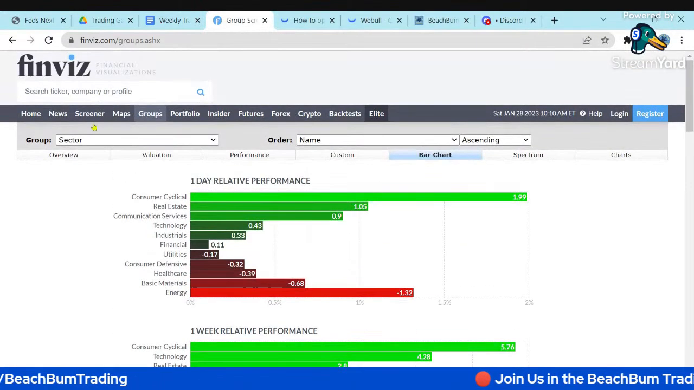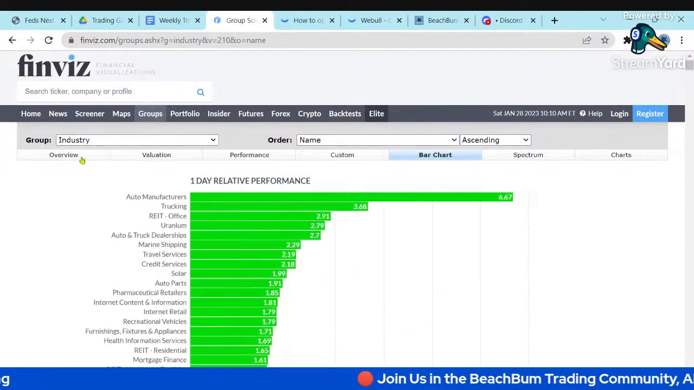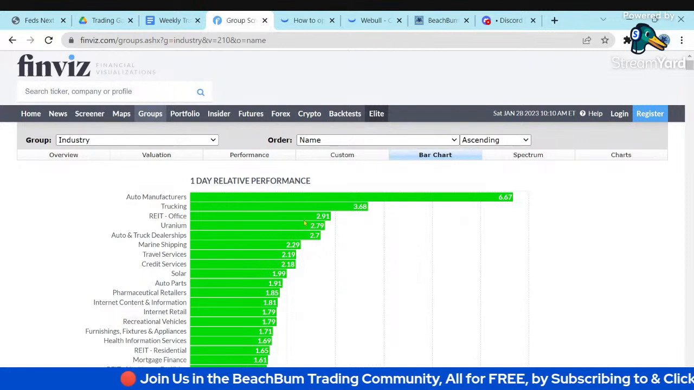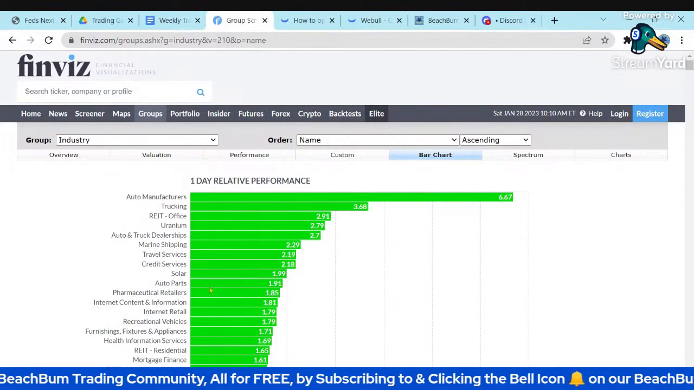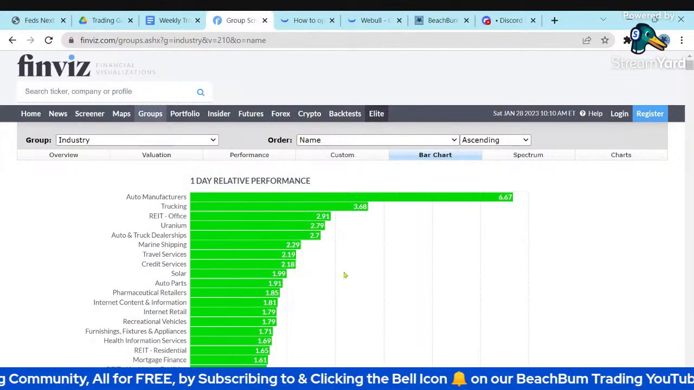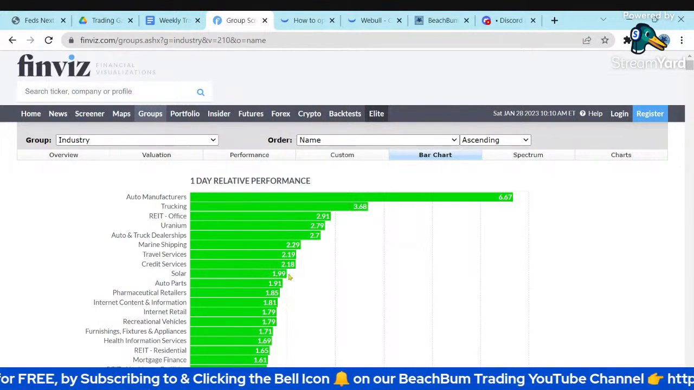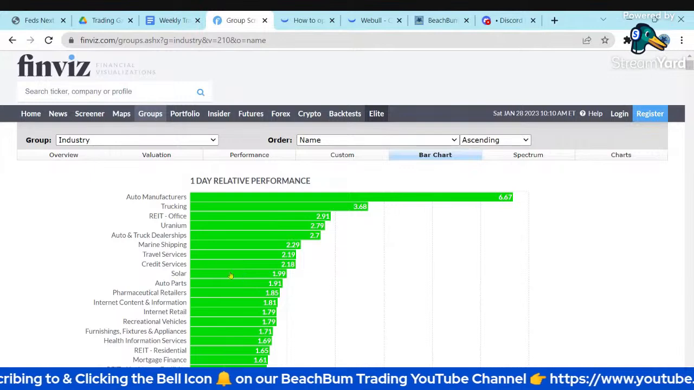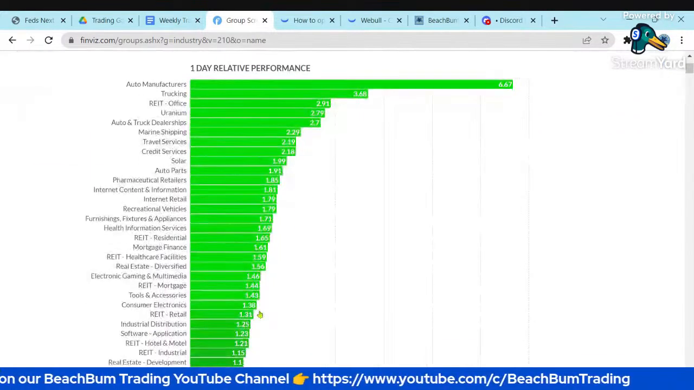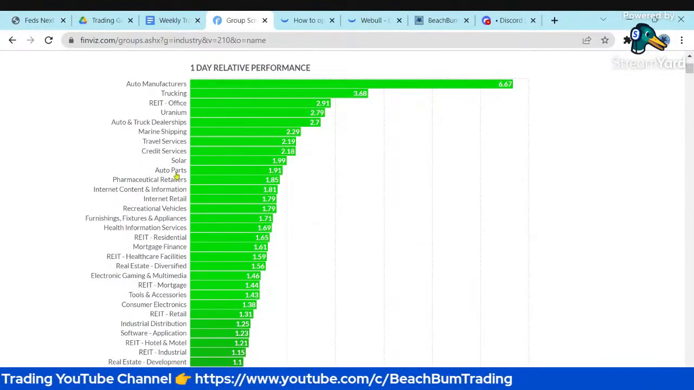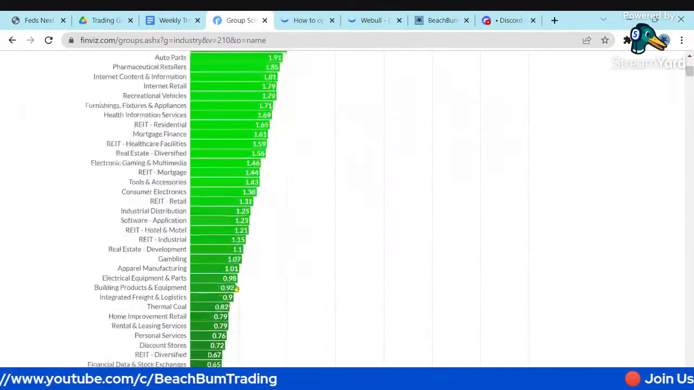So if we look at the individual industries, you see uranium's been up for a couple weeks now. Solar was up, last week was down. Every day there's a rotation in and out of solar. So again, if you're a shorter term trader, you can play these sector rotations, make some money. Travel was up. Looks like several travel sectors, autos, recreational vehicles, REITs, real estate was up.